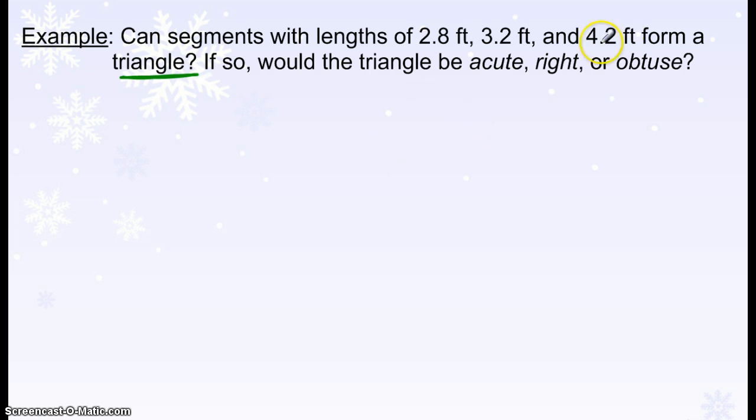So the question is, since 4.2 is our longest side, I have to make sure that the other two sides added together end up being greater than that third side.